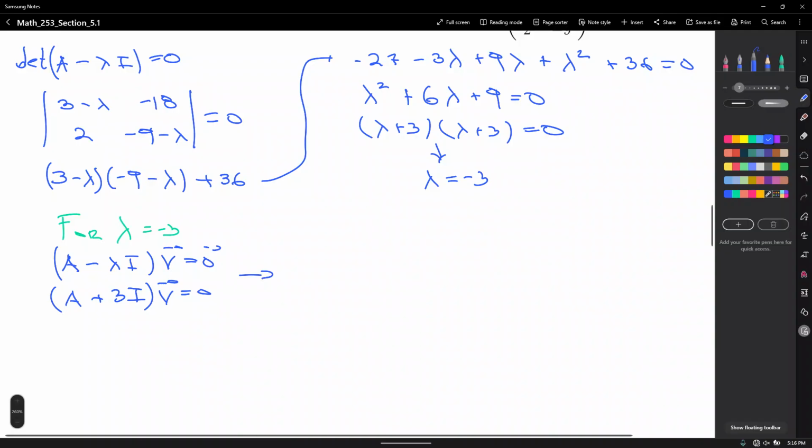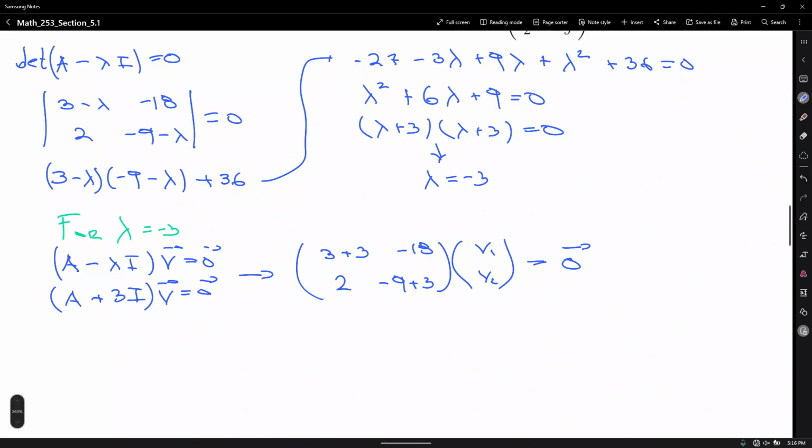So what are we doing? Every time you add or subtract 3 times the identity matrix to another matrix, all you have to do is the operations on the main diagonal, as we did here. So that is A, which is 3 plus 3, and then -9 plus 3. The other two elements, 2 and -18, remain the same. That's times some vector that I'm going to call v1 and v2. That's actually the corresponding eigenvector. We're looking for the eigenvector here. And let that be equal to the 0 vector, not just 0, the 0 vector.